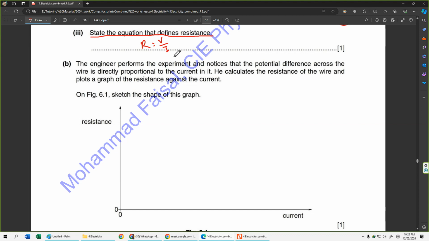You might also score the mark if you write V equals IR, but writing this one does the job. But there is a catch. If you write your equation in this format using symbols, you might not get full marks for this. If you write R equals V by I, then you need to start from the very left.